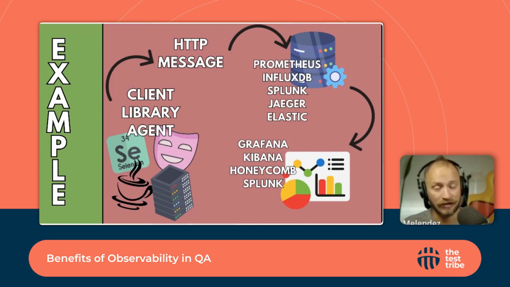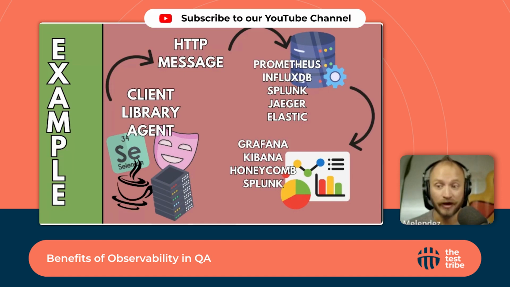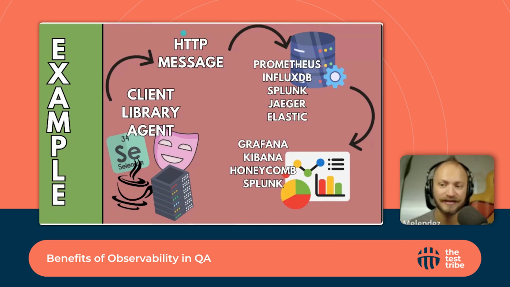But not only that, not only infrastructure or application or programming languages, you can also install or add a client library to a Playwright script, to a Selenium script, to many automations that we may have in testing, so that these automations transmit their status. The server, the system, and the testing automations do telemetry, transmit this HTTP status, and we can store it in a database. Popular databases that are out there: Prometheus, InfluxDB, Splunk, Jaeger, Elastic.